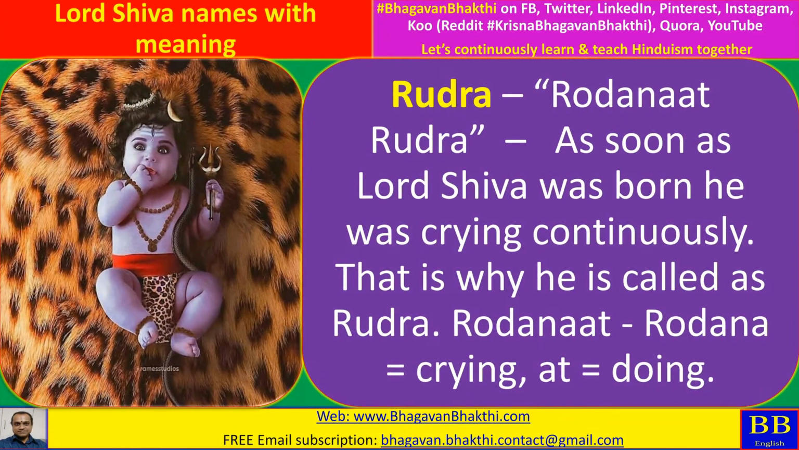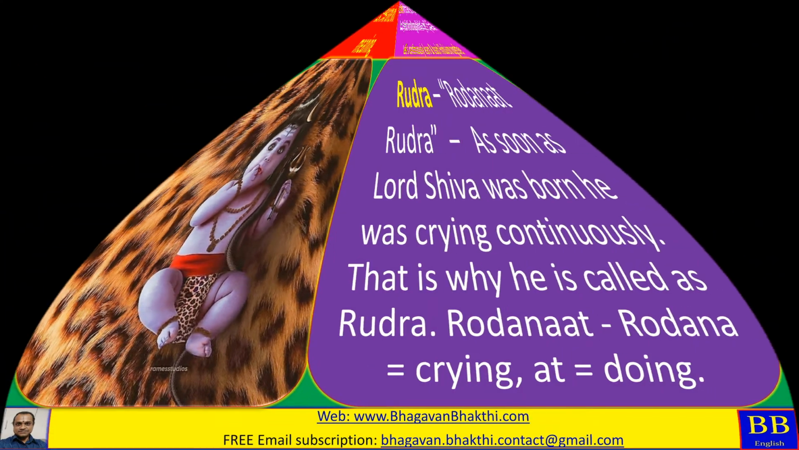The next name of Lord Shiva is called Rudra, that is Rodanath. As soon as Lord Shiva was born from the mind, the manasa, of Lord Brahmadeva, he was crying very hugely and continuously. That's why he was called Rudra, that is Rodanath. Here Rodana means crying and Nath means continuously. That's why Lord Shiva is also known as Rudra.